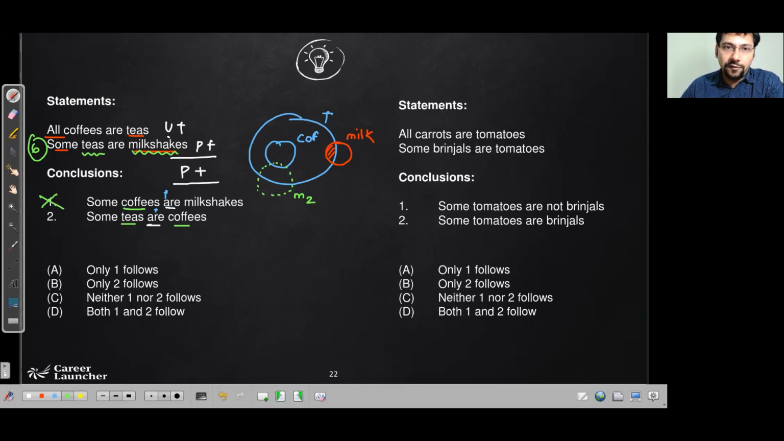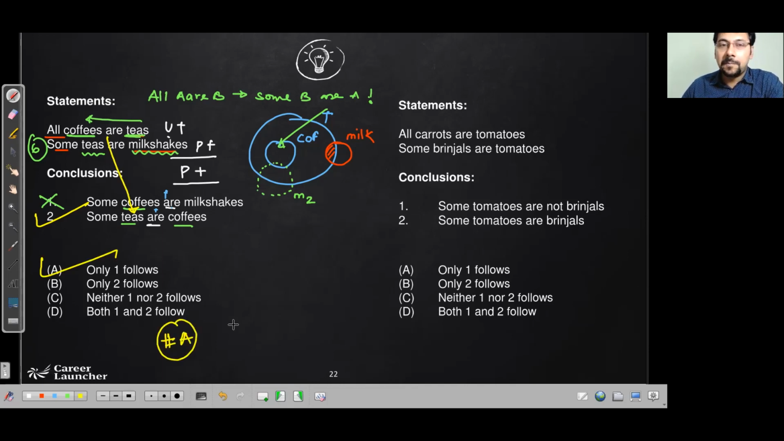Now, is some tea coffee? Tea and coffee come only from this variable pair; it doesn't require milkshake. So it's all A are B, and we can quickly say some B are A. Therefore some tea is coffee comes only from an immediate conclusion, and is definitely valid. So the answer will be A.